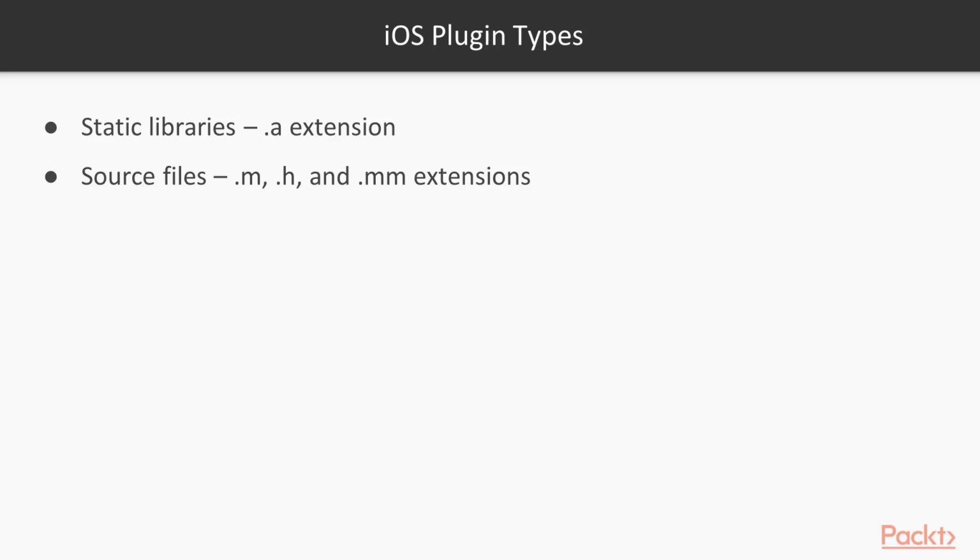Then we have the iOS plugin type. For iOS plugin types, you have static libraries, which are .a files. And then you can also have source files: .m, .h, .mm. These are Objective-C files, header files, and Objective-C++ files. So let's go ahead and take a look at what this looks like inside of Unity. Let's go to Unity and take it from there.